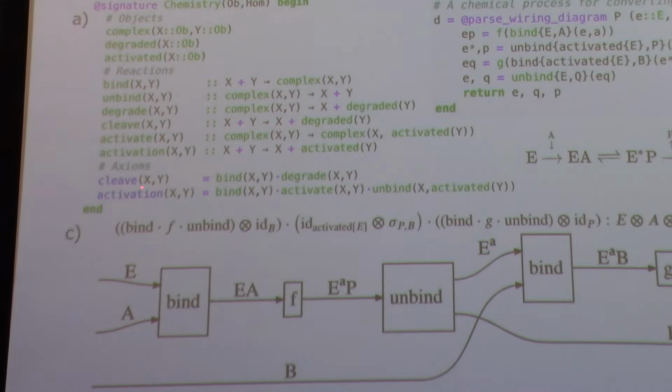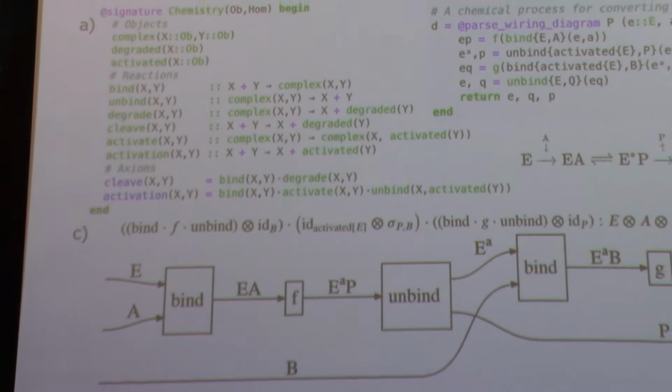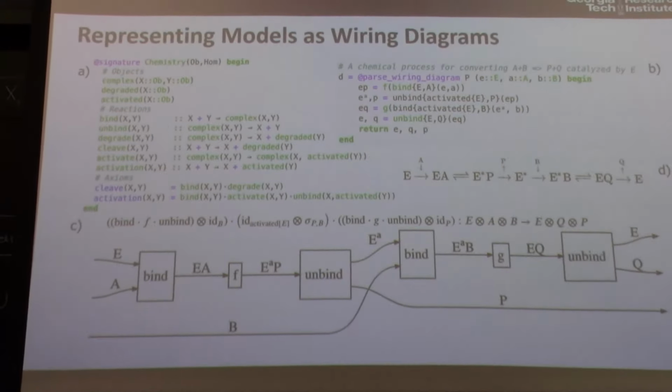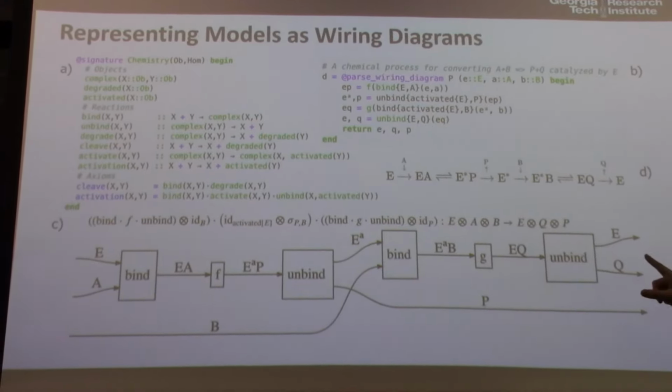And then you have these axioms like cleaving is defined as binding and then degrading. Activation is defined as binding, activating, unbinding. And you have this constraint here: the thing that you unbind is the activated form of one of the things you bound. So that defines how chemistry works, a very narrow subslice of enzyme chemistry. And then we automatically generate this wiring diagram over here where we can describe reactions as programs.